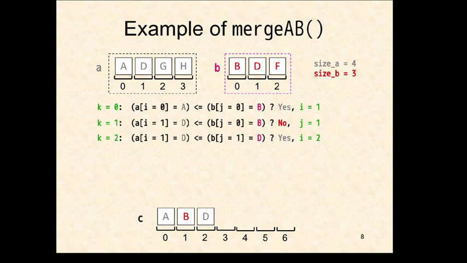All right, we move along. K gets incremented to 2. We compare A sub I to B sub j, and we've got D. Is D less than or equal to D? Yes, it is. So D goes to the output.